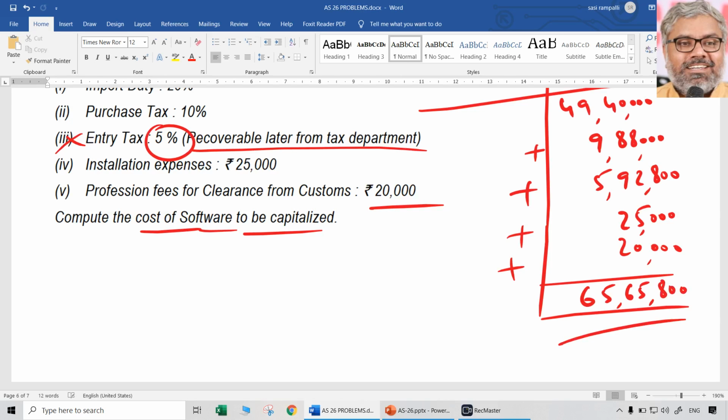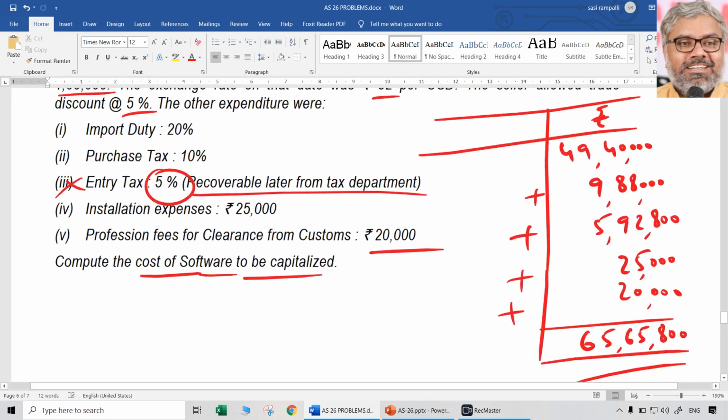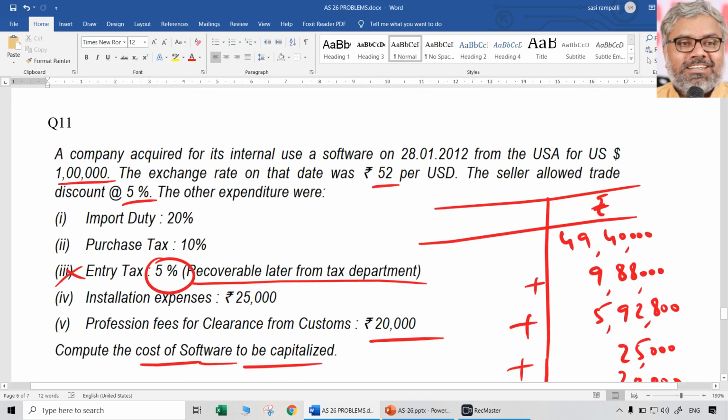Check that once again. 4940, 988, 592, 800, 25, 20. 65 lakhs, 65,800. That is the answer for this question. That is the cost of the software to be capitalized. Just like any other asset, even in AS 10, if you write any other machinery instead of software, the same type of calculations will be there, nothing different.